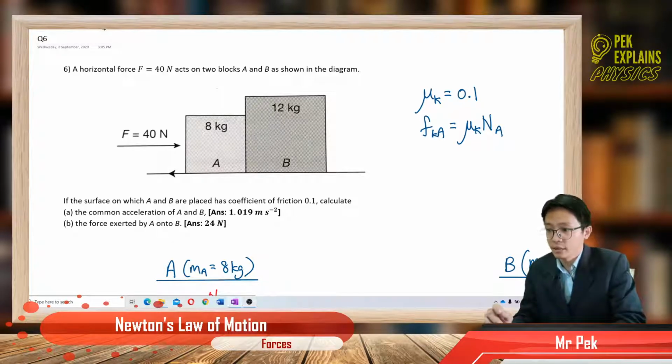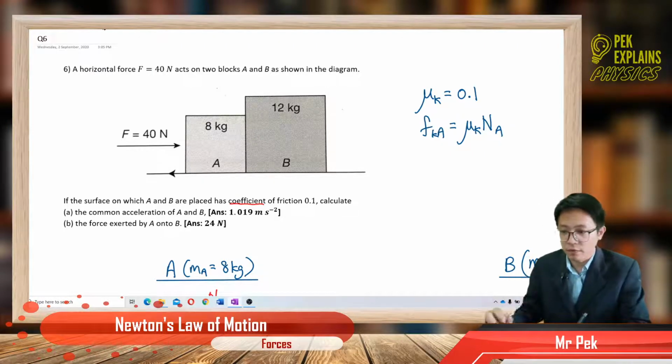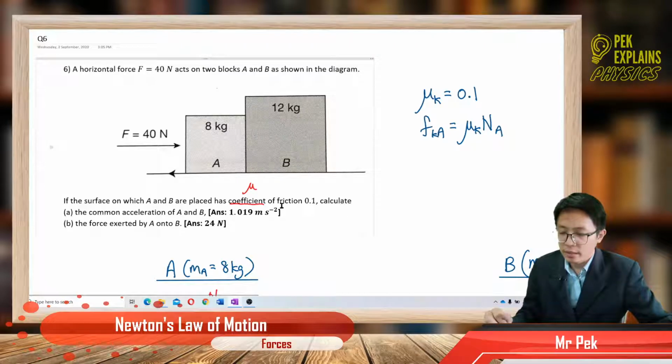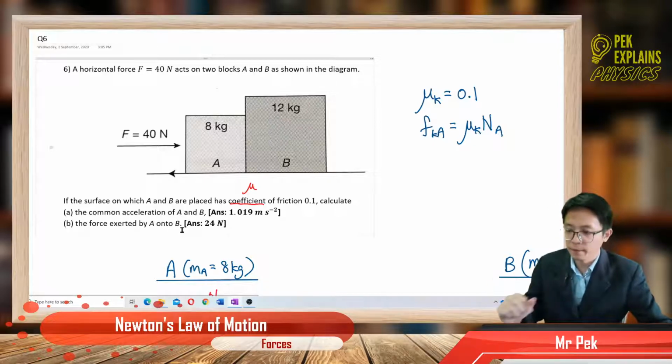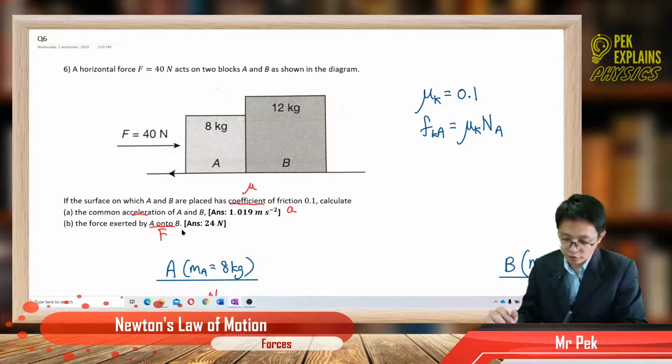Maybe we write it down. This is actually the coefficient only, not the friction itself. It's just the mu. Okay. Now, calculate the common acceleration of A and B. So we want to find acceleration and also force exerted by A onto B. So this is the contact force. Yeah, we call it the contact force, FAB.